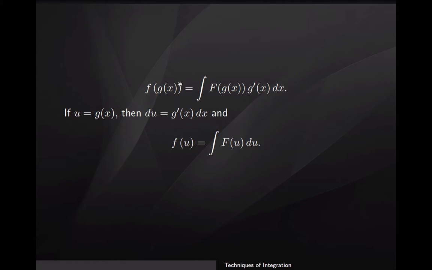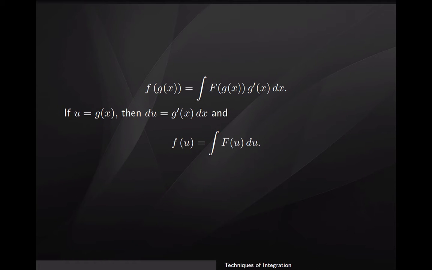And of course, I'm going to replace the g of x here on the right hand side by u. As you can see here, this is the substitution. So all this technique of substitution comes from the chain rule of differentiation. That's basically the idea I want you to take from here, that the substitution rule comes from the chain rule of differentiation.